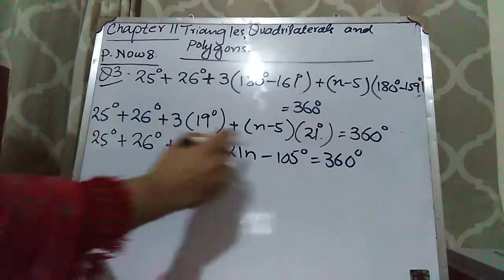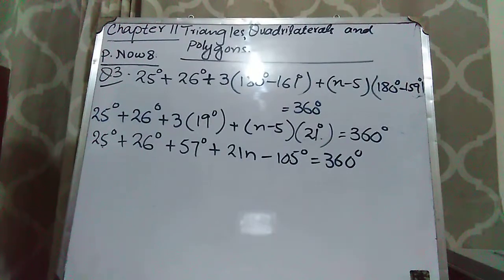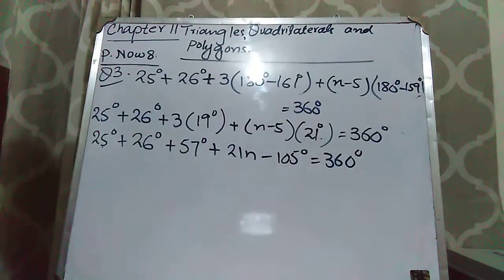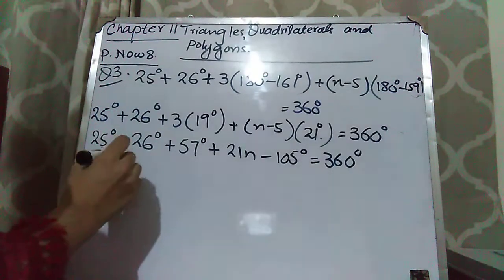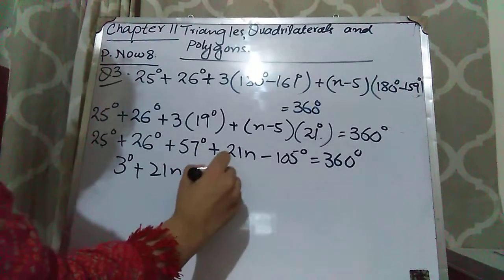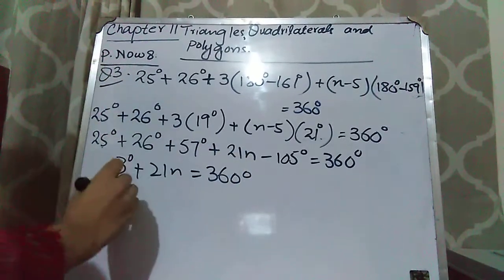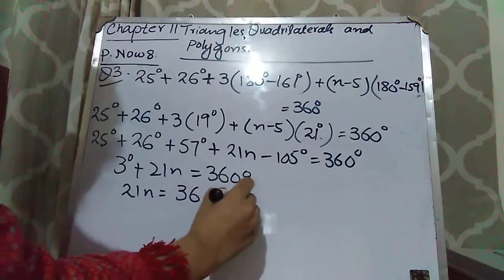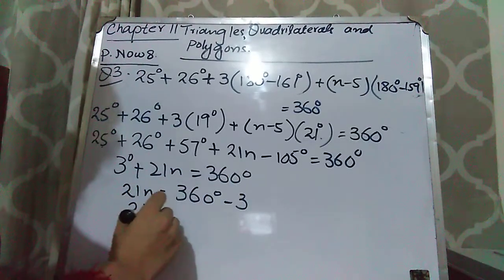These 1, 2, 3, 4, these 4 are the constants. Add them: 25 plus 26 plus 57, and then you will subtract 105, and you will get 3 plus 21n is equal to 360 degrees. Now this 3 is adding over here. When we go to that side, it will subtract. 360 degrees minus 3 will be equal to 21n.